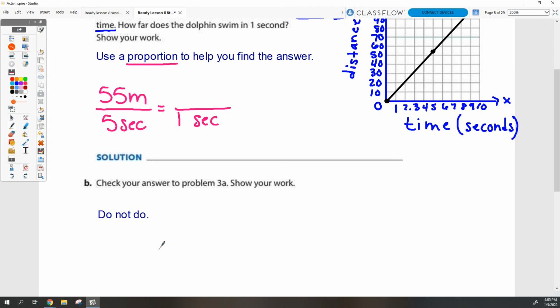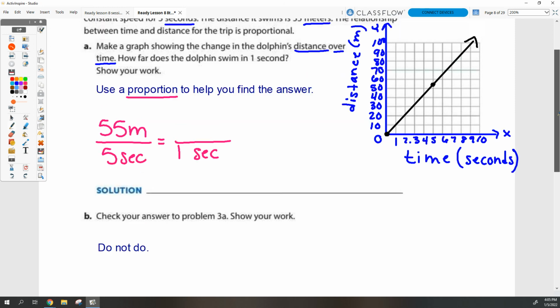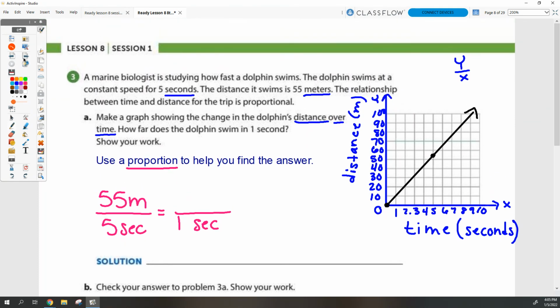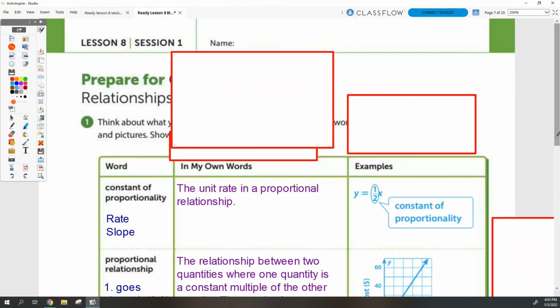We are not going to do part B. So as soon as you get 3A done, make sure your name is on the front page here. And if you want to leave it stapled, that's fine. Just make sure this page is on top, and then go put it in the turn-in basket.